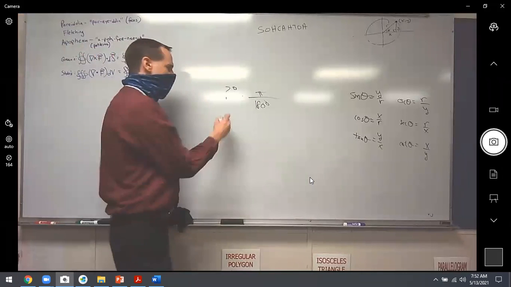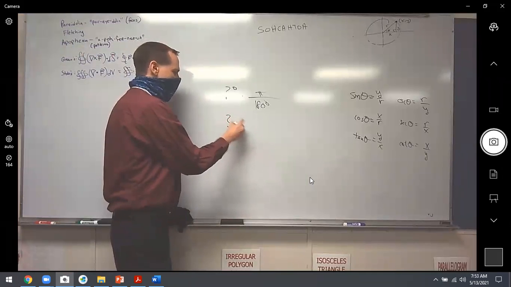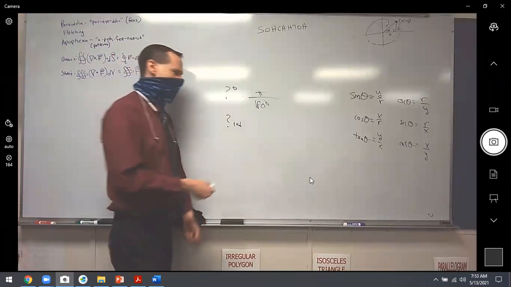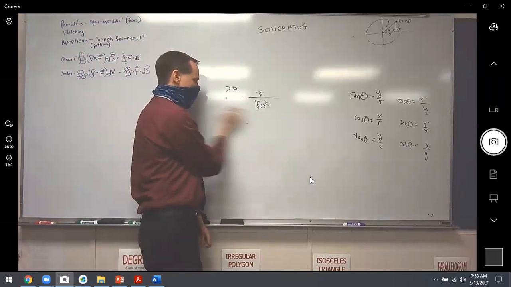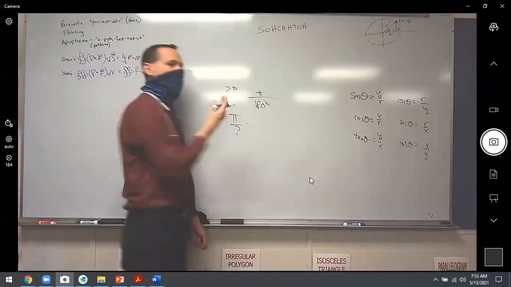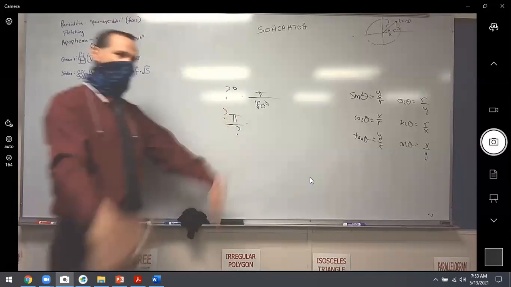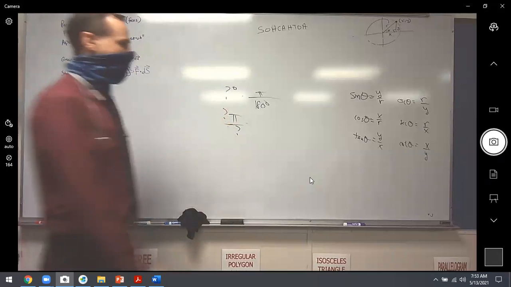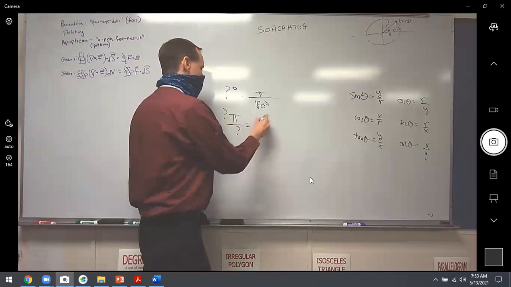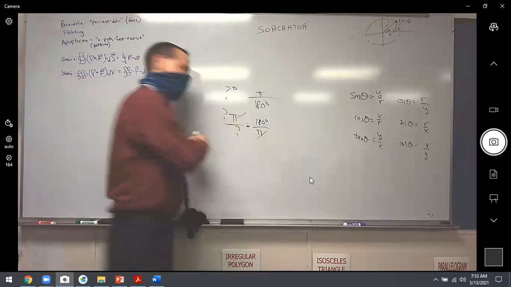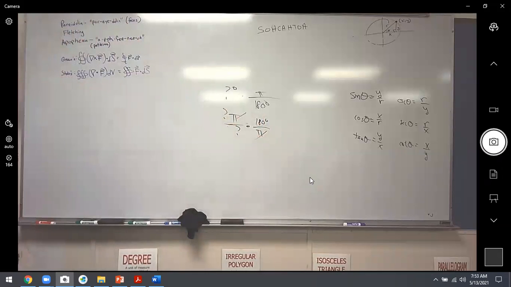Conversely, if you had some number of radians, so something with pi's in it, like pi over something or some number times pi, then of course you would multiply by 180 over pi because you want the pi's to cancel out. So don't forget that. That's pretty straightforward, how to convert back and forth between the two.